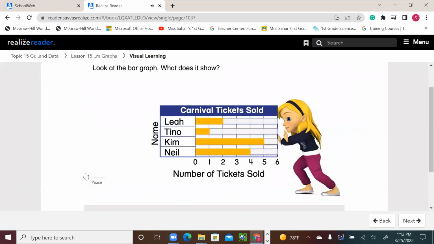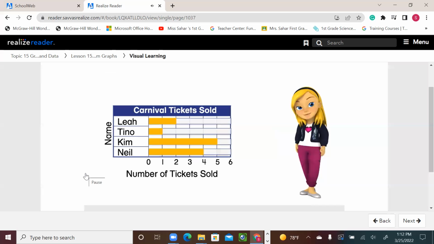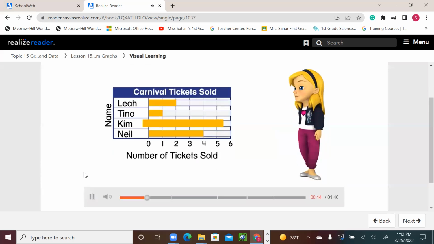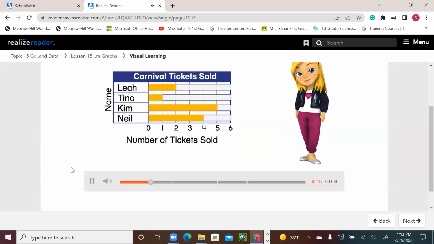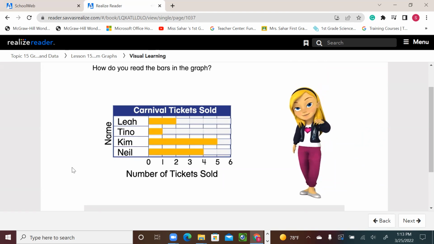Look at the bar graph. What does it show? The length of each bar shows how many tickets each person sold. The students sold tickets to the carnival. How do you read the bars in the graph?